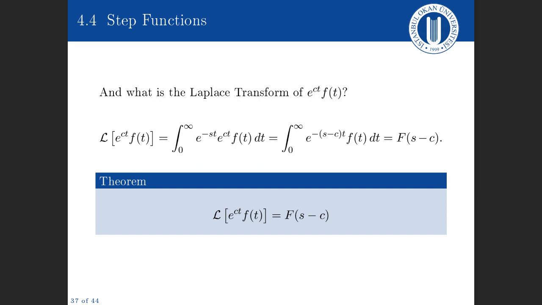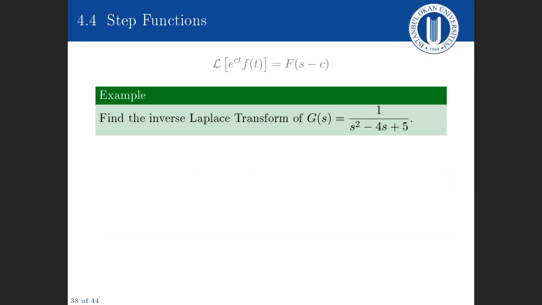What would we use that for? We would use that for things like this. Find the inverse Laplace transform of 1 over s squared minus 4s plus 5. This time we don't use partial fractions because the roots of the denominator are not real. So instead what we need to do is complete the square. We need to write this as 1 over s minus 2 squared plus 1.